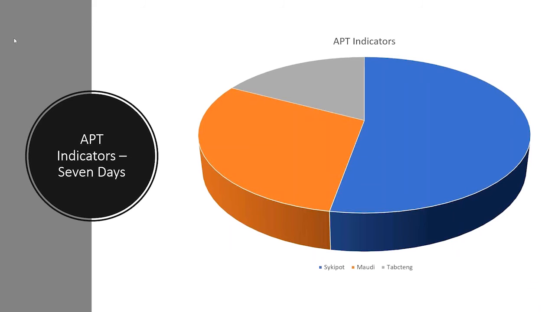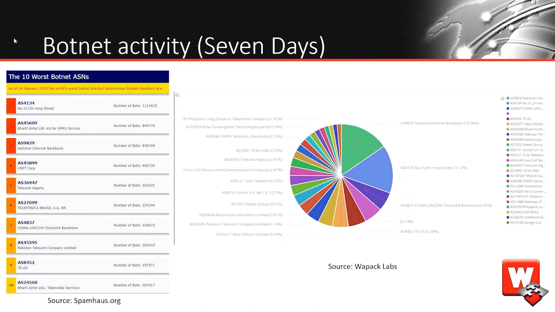Here is the APT indicator breakdown. Topping this week again is Sikipot and Maudi APT. And there's a huge Sikipot increase, but no Parsum activity observed this week. The botnet activity over the last 7 days remains pretty consistent with prior trending reporting.